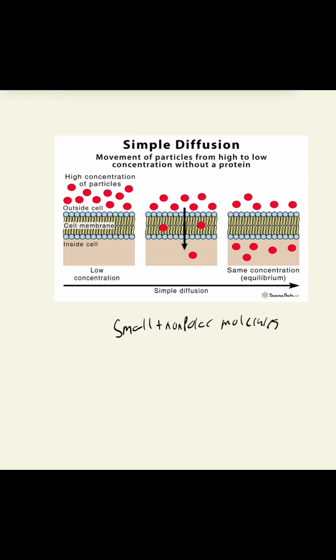So to summarize, simple diffusion is the passive movement of small nonpolar or hydrophobic molecules across the cell membrane down their concentration gradient. No energy is required. The membrane regulates which substances can cross by simple diffusion through the selective permeability of its phospholipid bilayer. Only molecules that can dissolve into the hydrophobic core pass through. The rate of diffusion increases with a steeper concentration gradient, higher temperature, greater surface area, and thinner membrane.